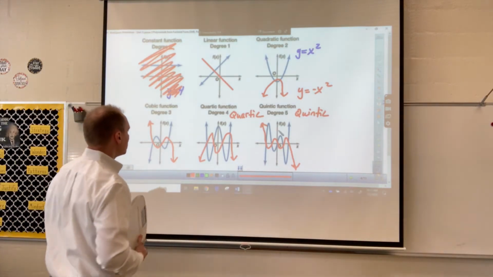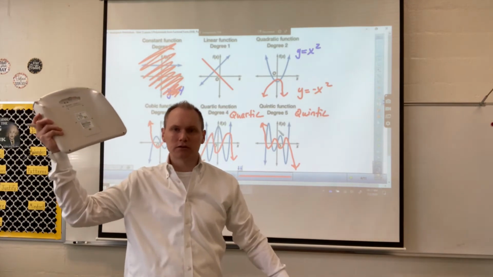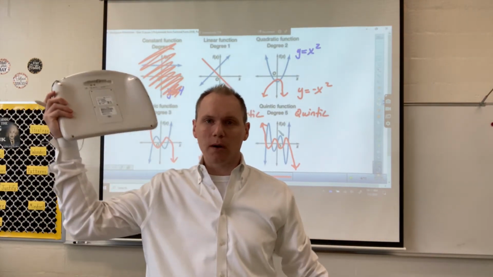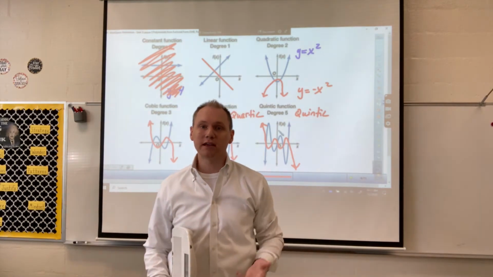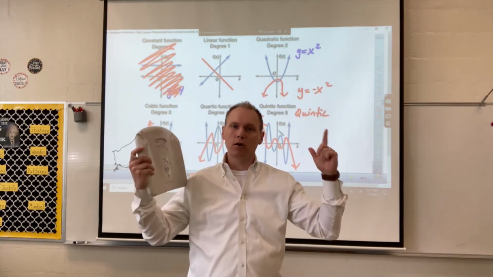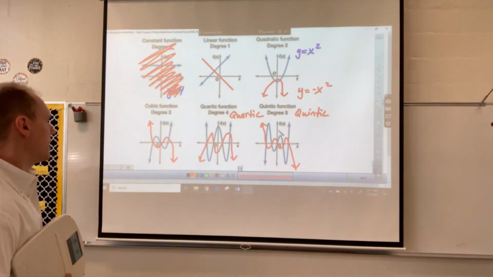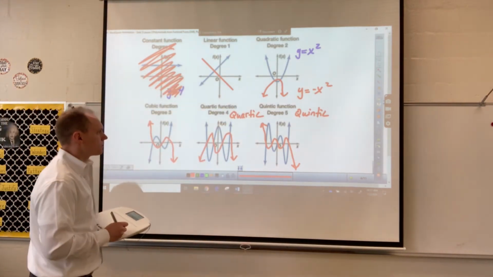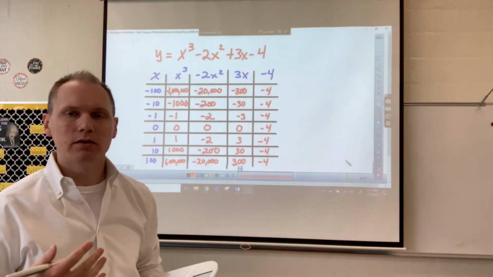Okay, so hopefully you notice that the odd ones go in opposite directions. So either up to the left, down to the right, or down to the left, up to the right. Whereas the even ones go in the same direction. So either down and down or up and up. So hopefully you were able to recognize that. So overall, we really have 4 cases. But let's get into why this occurs.